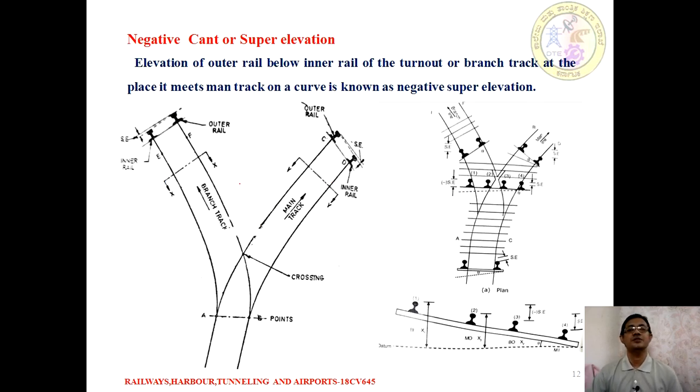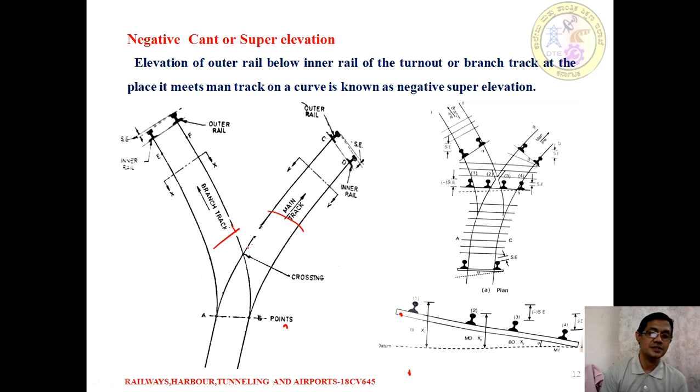Next is going to be the negative cant or super elevation. The elevation of an outer rail below the inner rail of the turnout or a branch, at the place where it is going to meet the main track, is called a negative super elevation. In this case, just have the observation. At this point, this is going to be the crossing, or the branch line, and this is the main line.